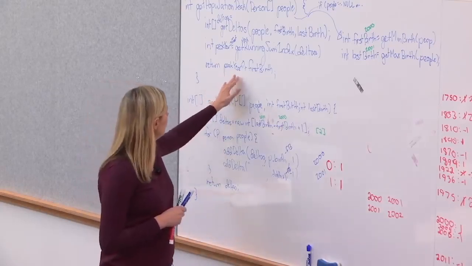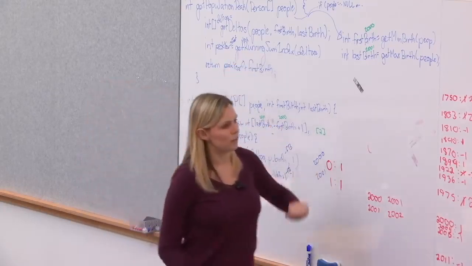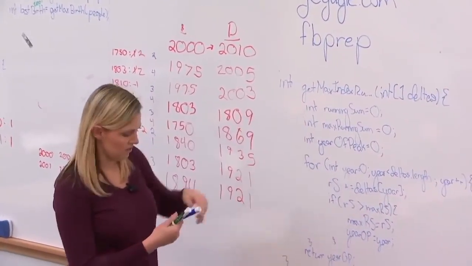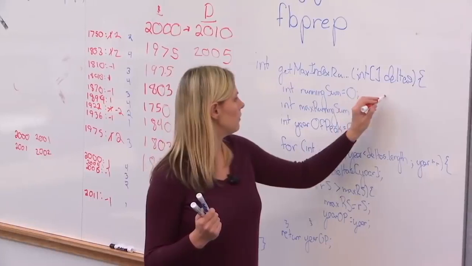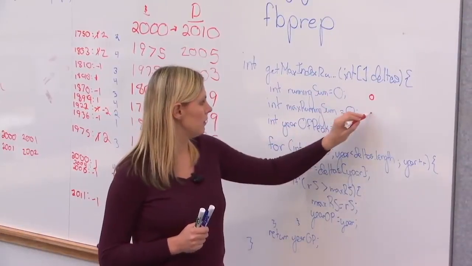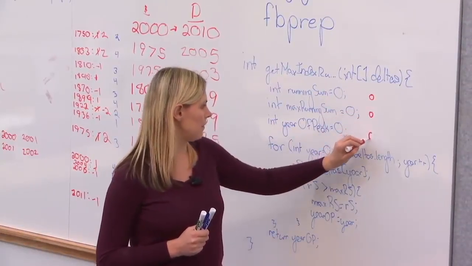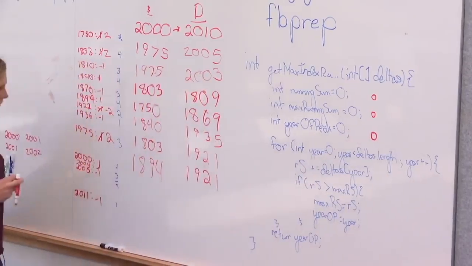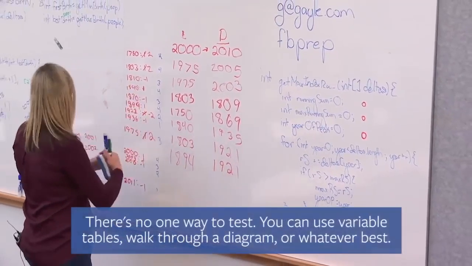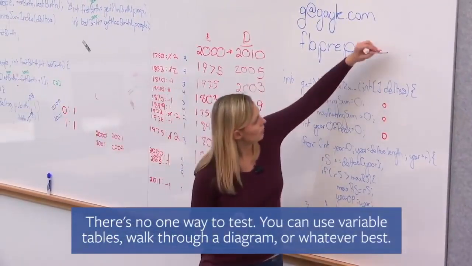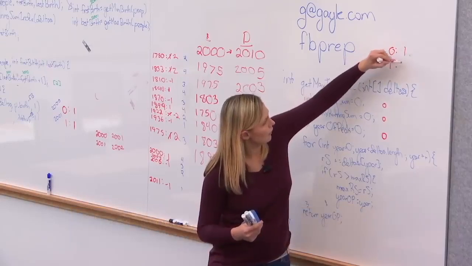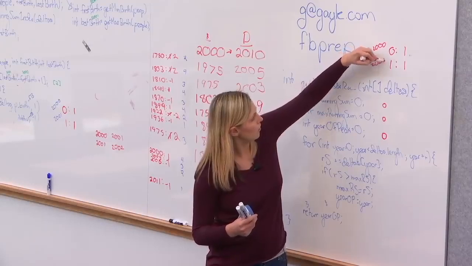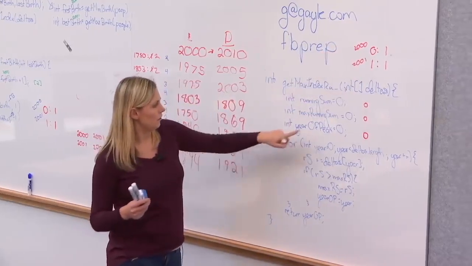Go to my get running sum function. That's my example there. Okay, so I walk through this. Running sum starts off as 0. Max running sum, 0, 0. I'm going to write the values over here. Year of peak is 0. And I'm going to rewrite that example that I started with over here just for simplicity. So this is my deltas array. And this corresponds to 2000. This corresponds to 2001.